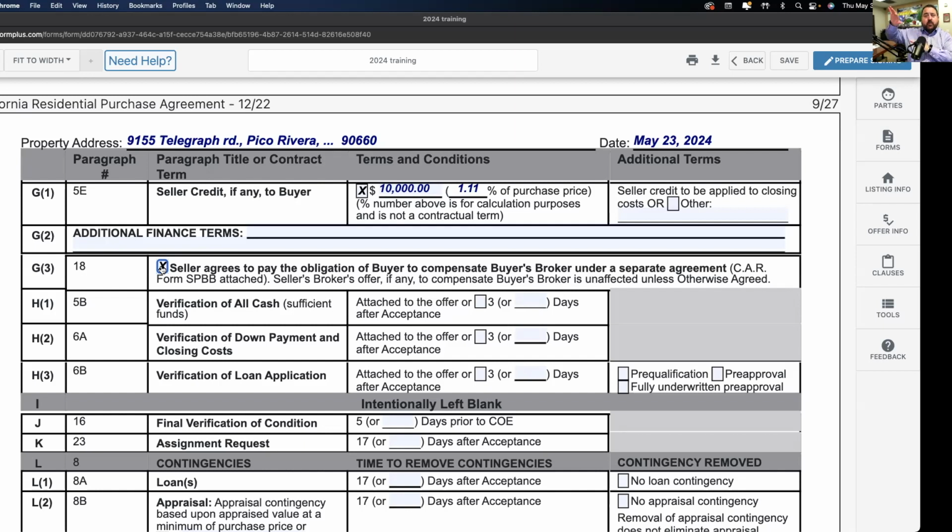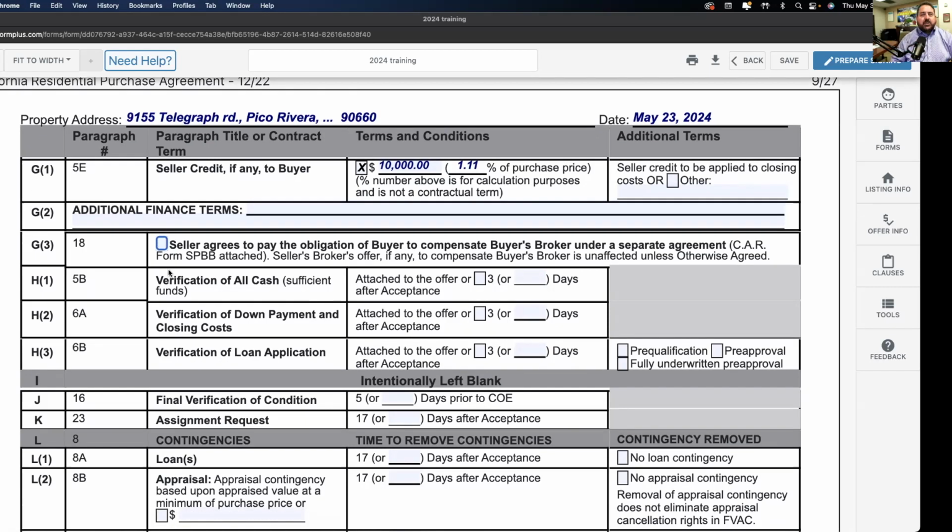There's a reference to it when we get to the SPBB, and maybe we'll go over the SPBB for a moment. But this is only to be checked if the buyer you're writing this offer for has a buyer representation agreement with you, has promised to compensate you, that compensation exceeds the compensation you're being paid by the MLS, and your buyer is requesting the seller to pay their obligation to compensate you as agent. If that is not the scenario in the offer you're writing, do not check that box.